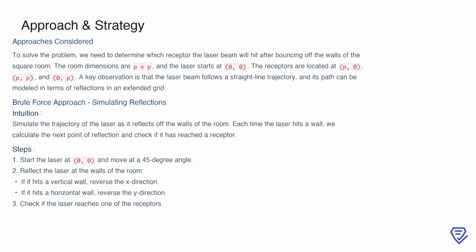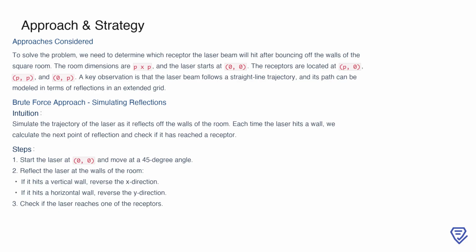One approach to solving this is simulating the laser's reflections within the room. Each time the laser hits a wall, its direction changes. Specifically, if the laser encounters a vertical wall, its x direction reverses, and if it hits a horizontal wall, the y direction flips. By tracking the laser's position after each reflection, we can check if it has reached one of the receptors.